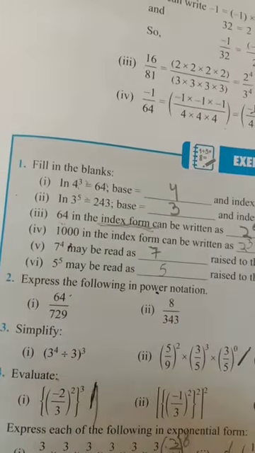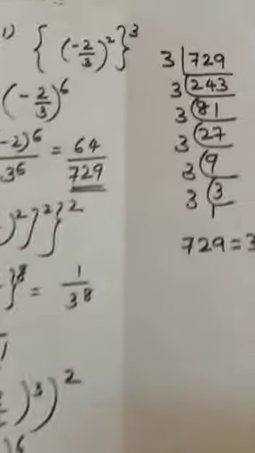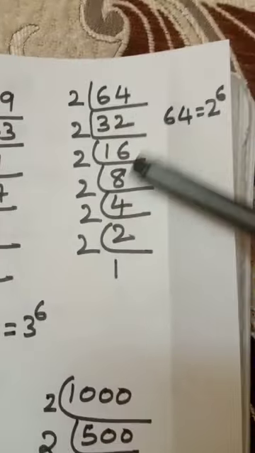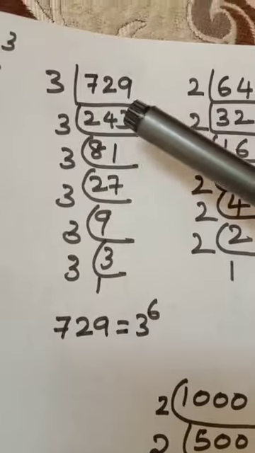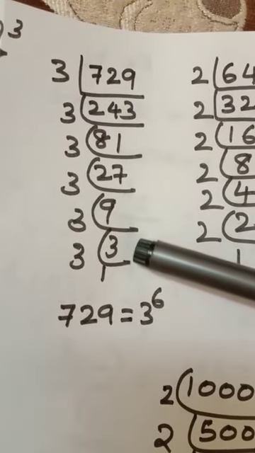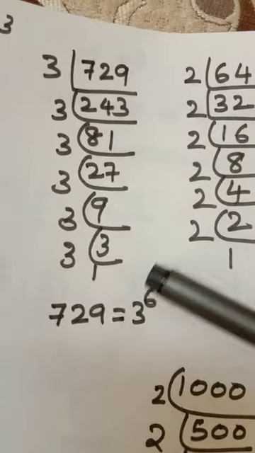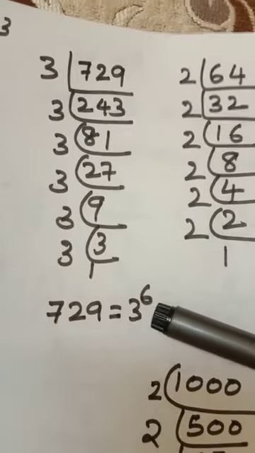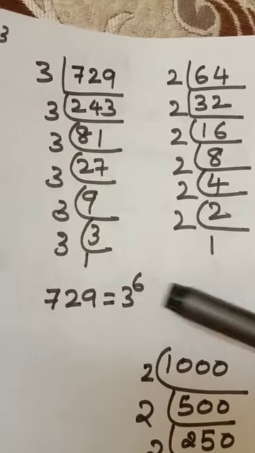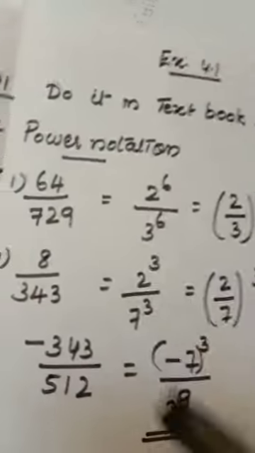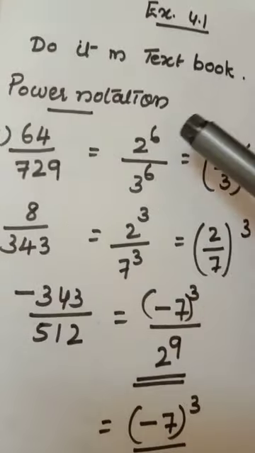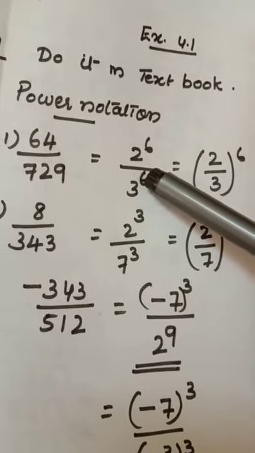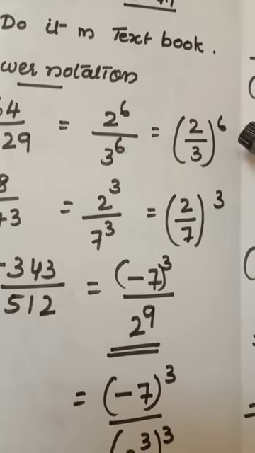64 divided by 729. 64 we already factorized: 2 raised to 6. 729 also you have to factorize. You will get 3 raised to 6. How many 3's? 6 3's. Okay. Now you will get 64 divided by 729 is 2 raised to 6 divided by 3 raised to 6. Combine the power.